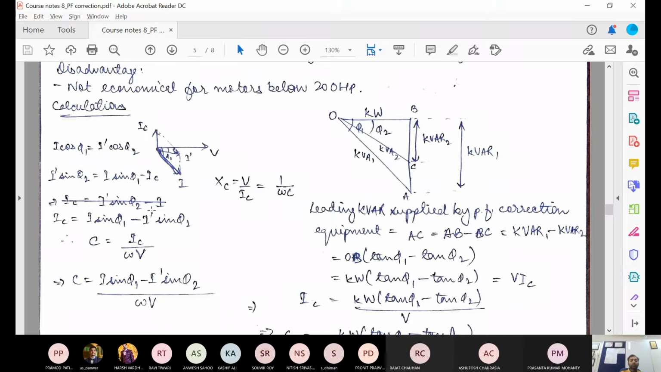And one more thing we'll do here, because basically we want to find out what should be the value of the capacitor which we need to introduce so that my power factor improves from phi 1 to phi 2. That is what we want to find out. So ultimately, the current through the capacitor is not our interest. Rather, we want the value of the capacitance which will be needed for bringing this change from phi 1 to phi 2.